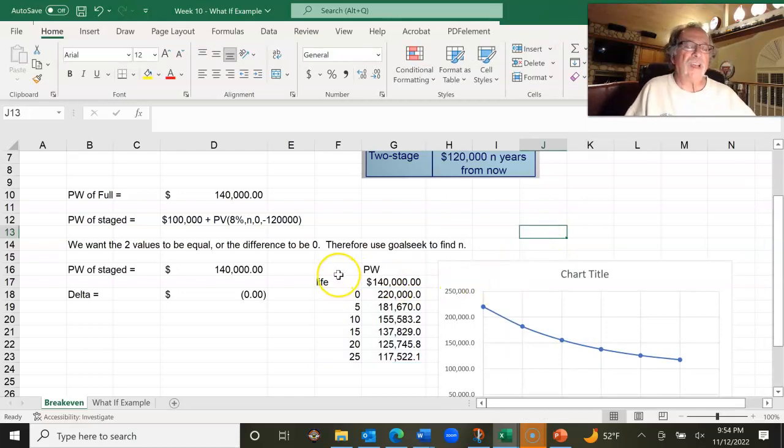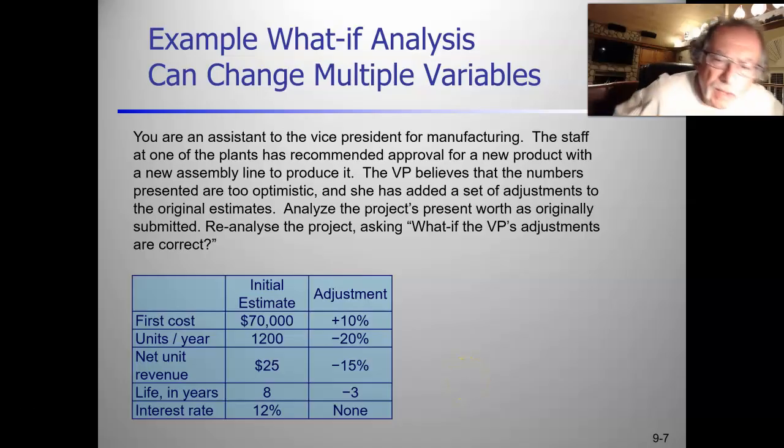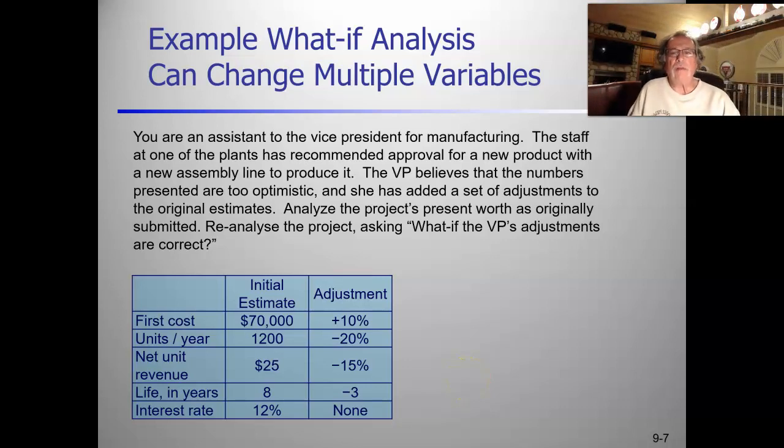So I wanted to emphasize, when we're starting to do sensitivity analysis and break-even analysis, we want to start thinking about using data tables. Now I have in the Excel spreadsheet that I'm going to upload an example of what if analysis when you change multiple variables. In the example, I show what can happen if you change your initial cost by 10%, your production per year by 20%, your unit revenue by 15%.